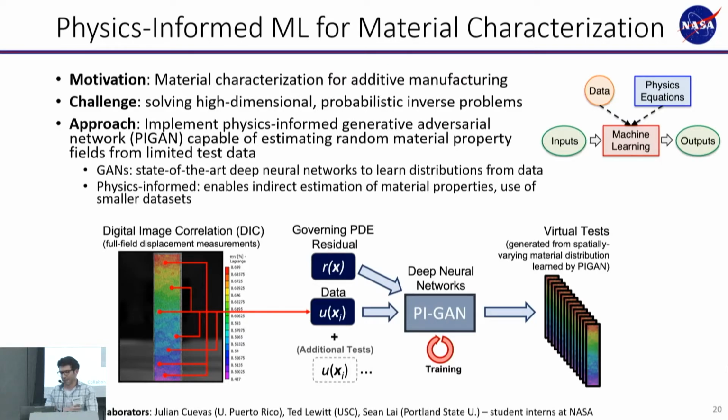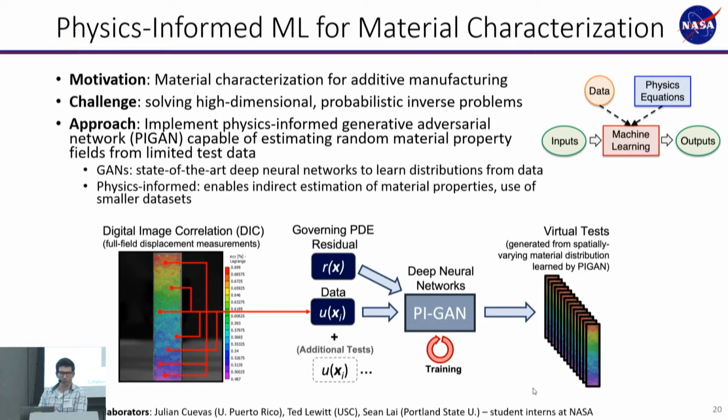The method we're using is called a physics-informed generative adversarial network, or PyGAN. So sort of a mouthful, and I'm not going to give all the technical details today. But the main idea here is that a GAN is a state-of-the-art generative deep neural network. The cool thing about a GAN is that it's able to learn probability distributions based on some sample data from it. So we're trying to leverage that idea to measure some deformation from test specimens in a lab and train a GAN to learn the distribution of those properties from some test data.